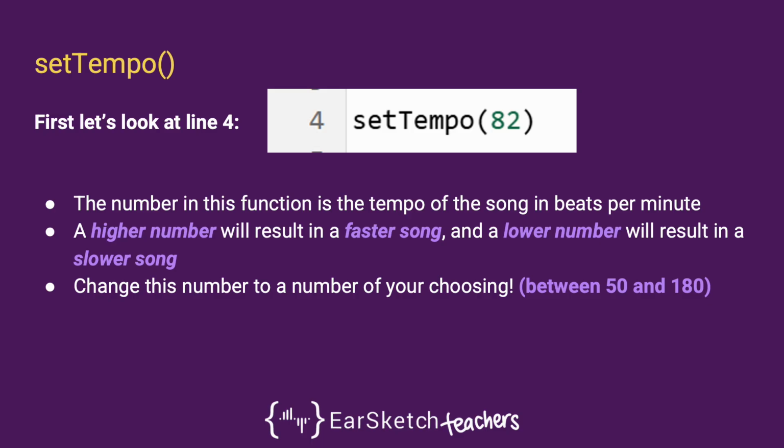Set tempo. First, let's look at line 4. The number in this function is the tempo of the song in beats per minute. A higher number will result in a faster song, and a lower number will result in a slower song. Change this number to a number of your choosing, between 50 and 180.